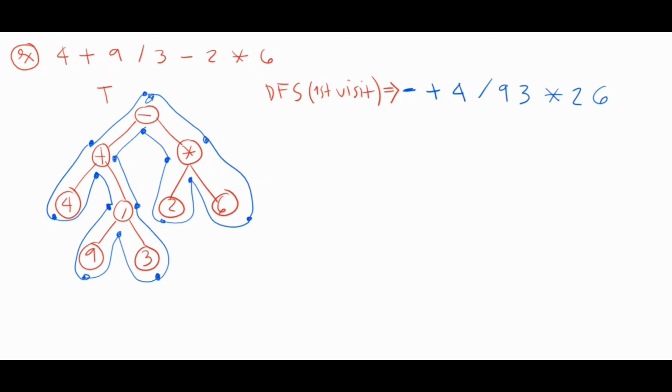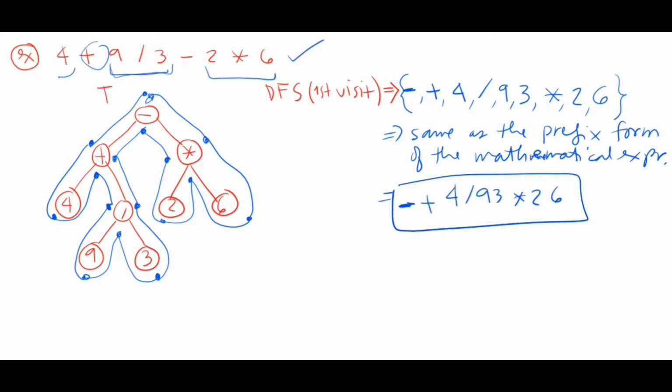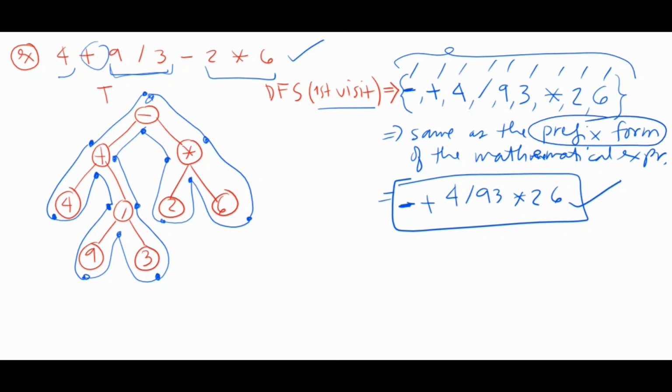And we have this list here of all the nodes that we have visited when we do depth first search traversal algorithm and listing the node on our first visit of that node. And what have you noticed to the order of the nodes? It is the same as the prefix form of the mathematical expression. The prefix form, the depth first search traversal algorithm, the resulting list of all the nodes on first visit is the same as the prefix form of the mathematical expression.